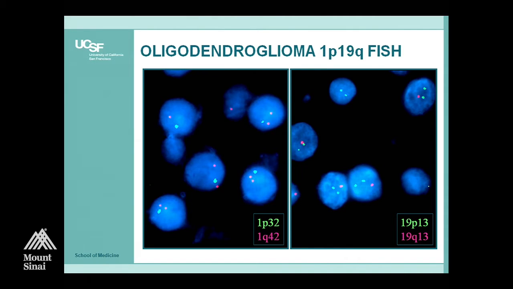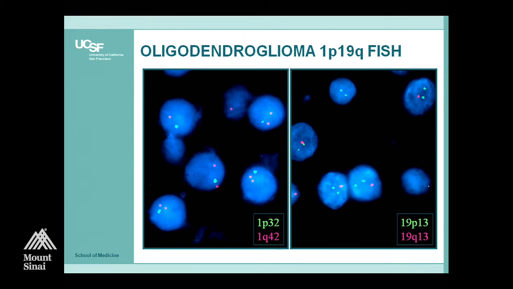Well, the one we've been using certainly the longest by far is 1P19Q testing in oligodendrogliomas. So remember our question, is this diagnostic, prognostic, or predictive? Now, in this case, this is probably the only biomarker that we use that you could argue is all three, right? So it's diagnostic because it's highly correlated with the classic histologic appearance of oligodendrogliomas in adults.